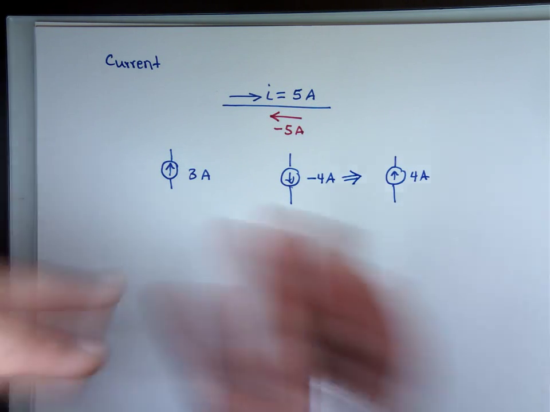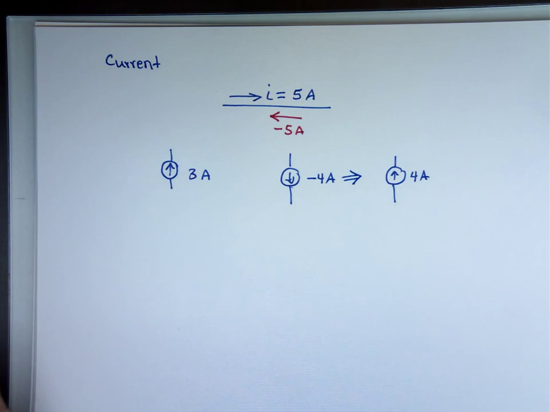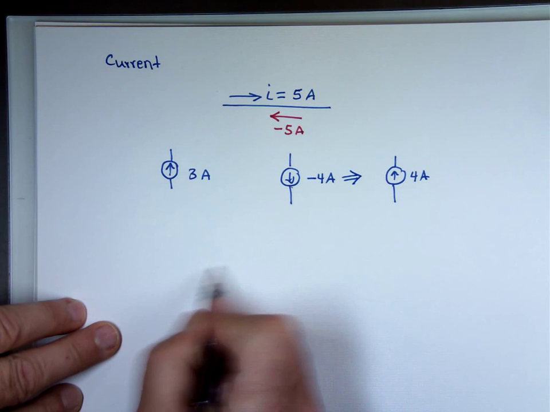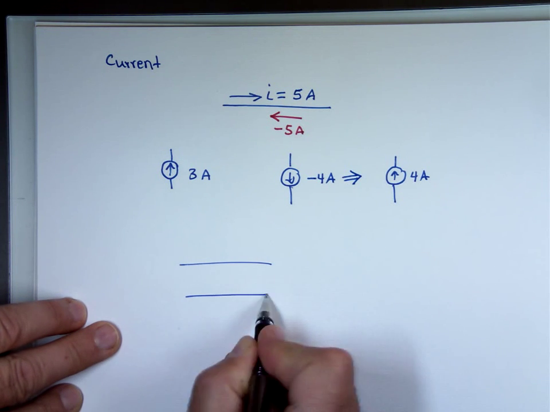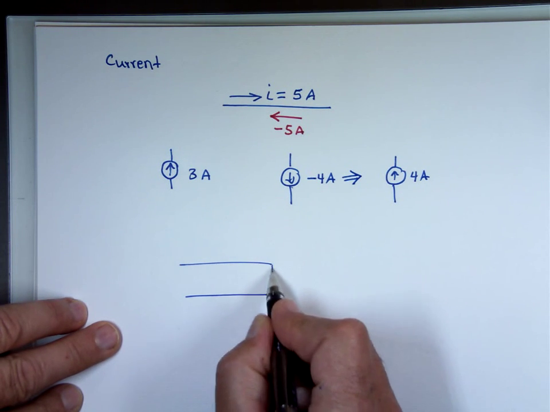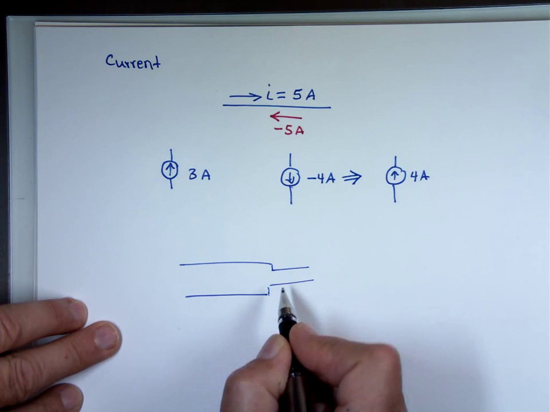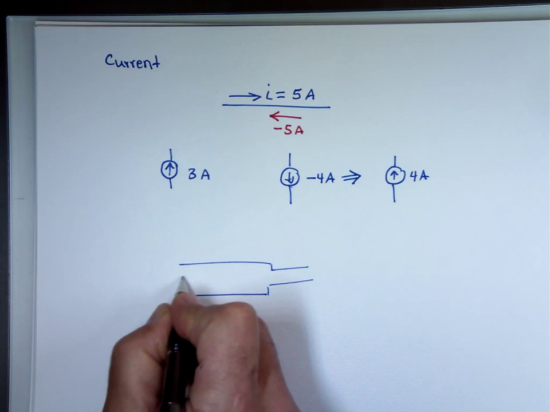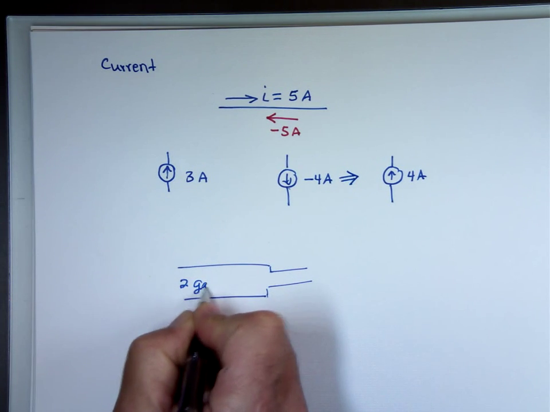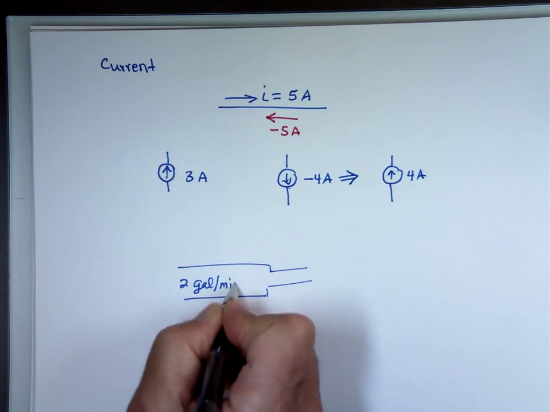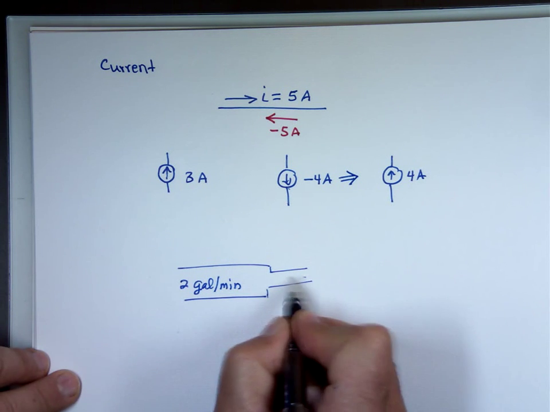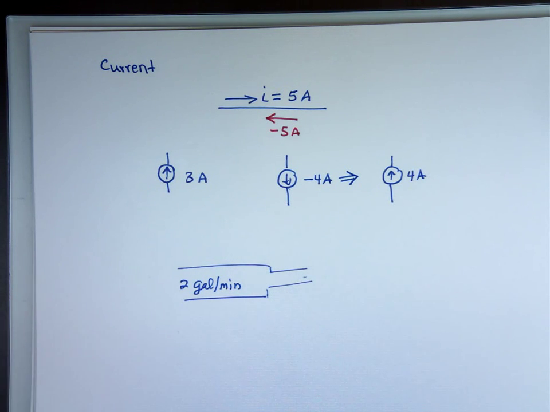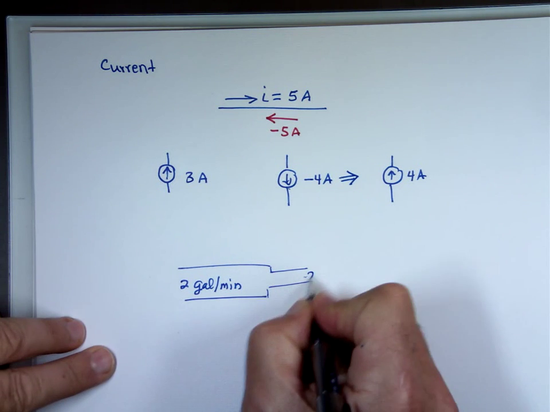Remember, current is like water. Now, what do I mean by current is like water? If you have a hose, just think of water. If you have a hose and you attach a smaller one to that hose, and let's say we have 2 gallons of water per minute going through this big section, how many gallons of water are going through the little section per minute if there is no leak in that hose? Same. It better be 2 gallons per minute.